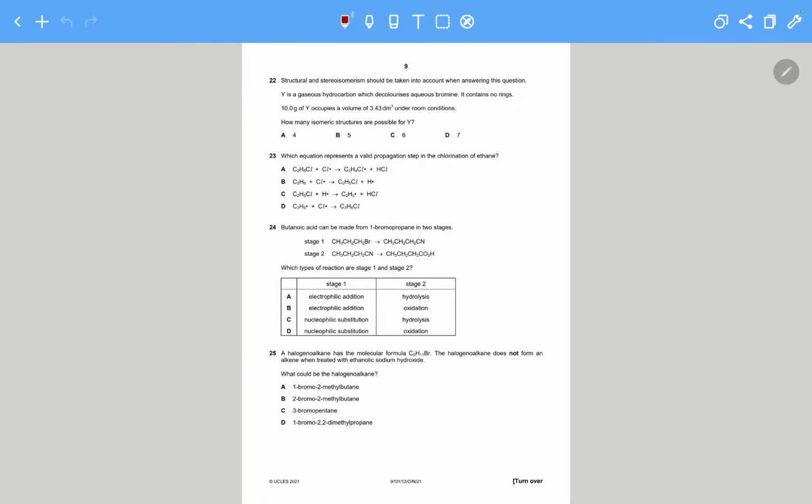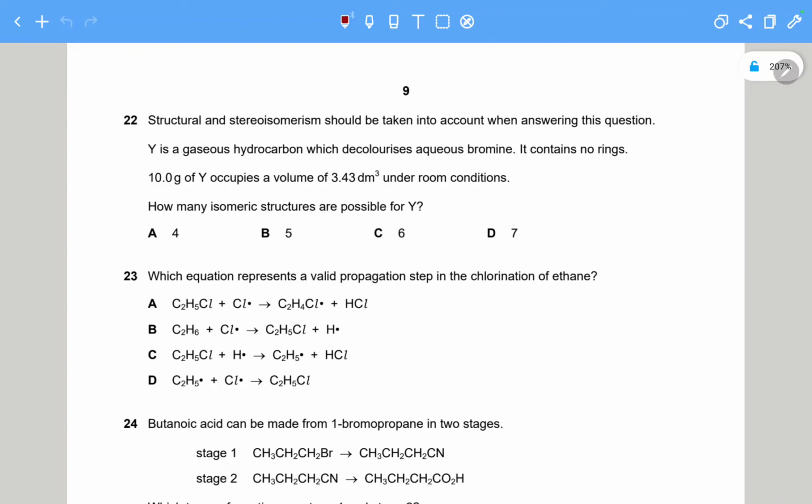Now, question 22. Structural and stereoisomerism should be taken into account when answering this question. Y is a gaseous hydrocarbon which decolorizes aqueous bromine. And let's stop here. That means it's an alkene. It contains carbon-carbon double bonds. And it contains no rings. So we know that it's a straight chain or branch chain alkene. And 10 grams of Y occupies a volume of 3.43 dm cube under room conditions.